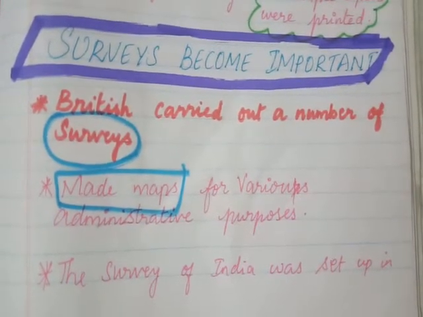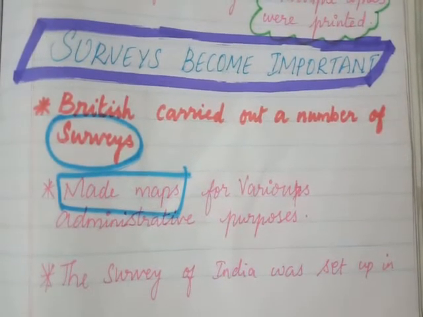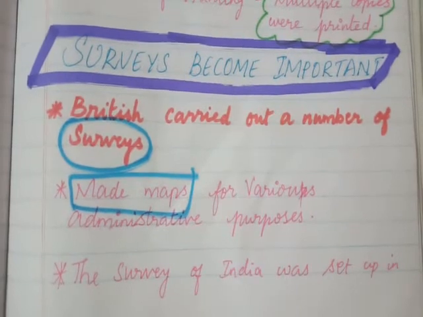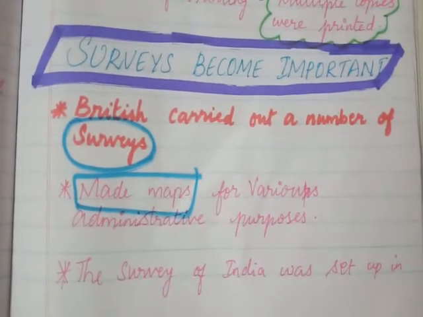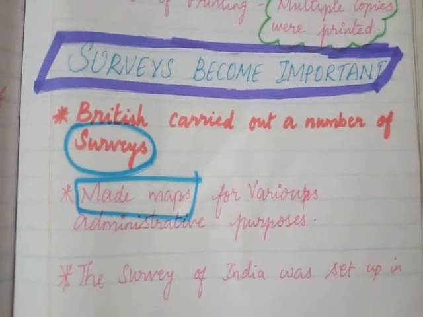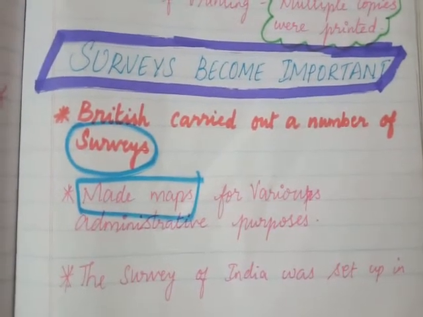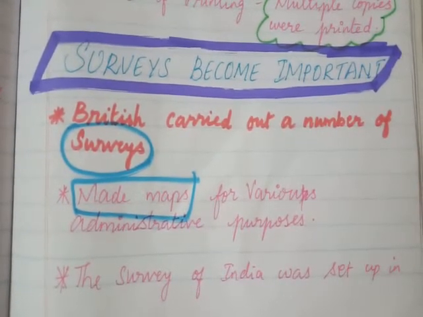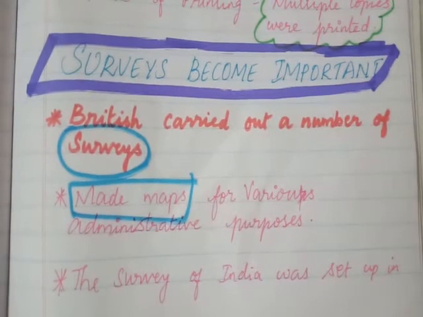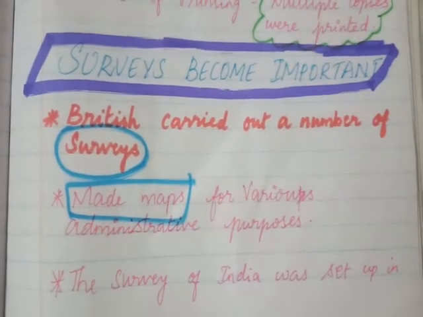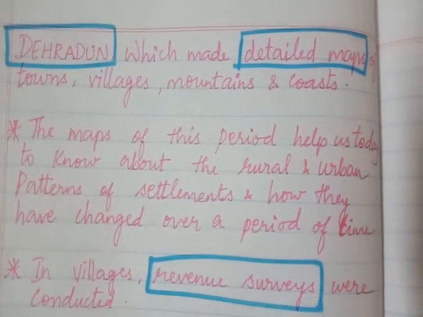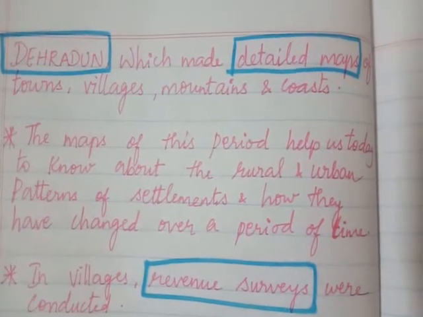So once they take charge in the administrative department, they have to know all about the places and all about the regions. So they planned to conduct surveys and make maps for various administrative purposes. The British also began the practice of conducting surveys such as population surveys, revenue surveys, land surveys and many other types of surveys. Mapping was an important part of these surveys. So the British made a large number of topographic maps. The Survey of India was set up in Dehradun, which made detailed maps of towns, villages, mountains and coast.